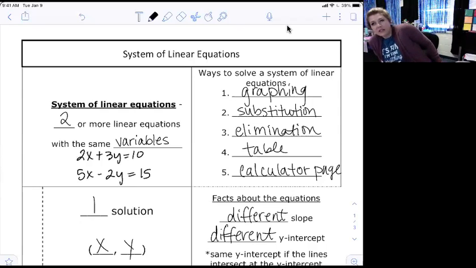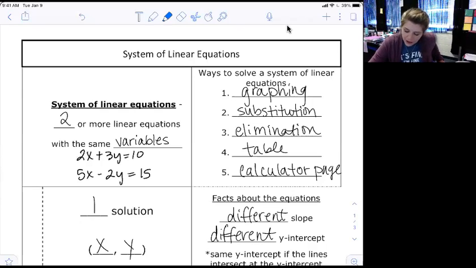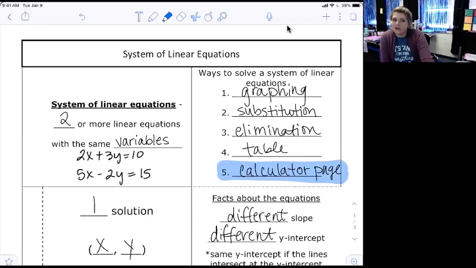The way that we're going to solve these is by graphing, by substitution, elimination, with a table, and with a calculator page. Now I can tell you right now, this calculator page is going to be your best friend. I used to think that the graphing was going to be my best friend, and it used to be, and I'll show you how it can be your best friend.